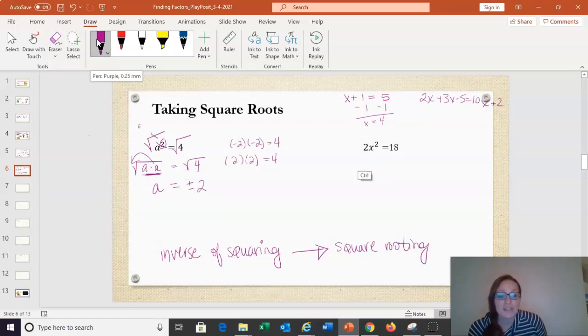All right, so let's try this one. The goal, again, is to get the variable by itself. So here we have a 2 with the x squared. First we need to divide both sides by 2, and you'll get x squared equals 9.